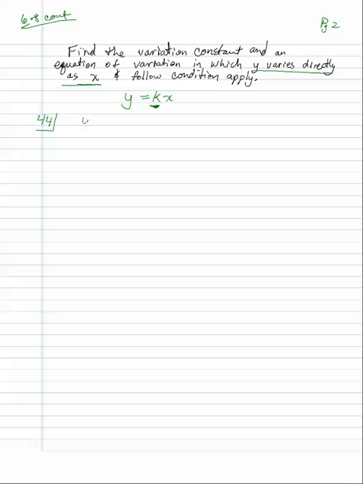So for 44, y equals 80 and x equals 16. So what you do is you translate y varies directly as x as y equals kx. And then you plug in the values for y and x that go together. Y is 80, then x is 16.